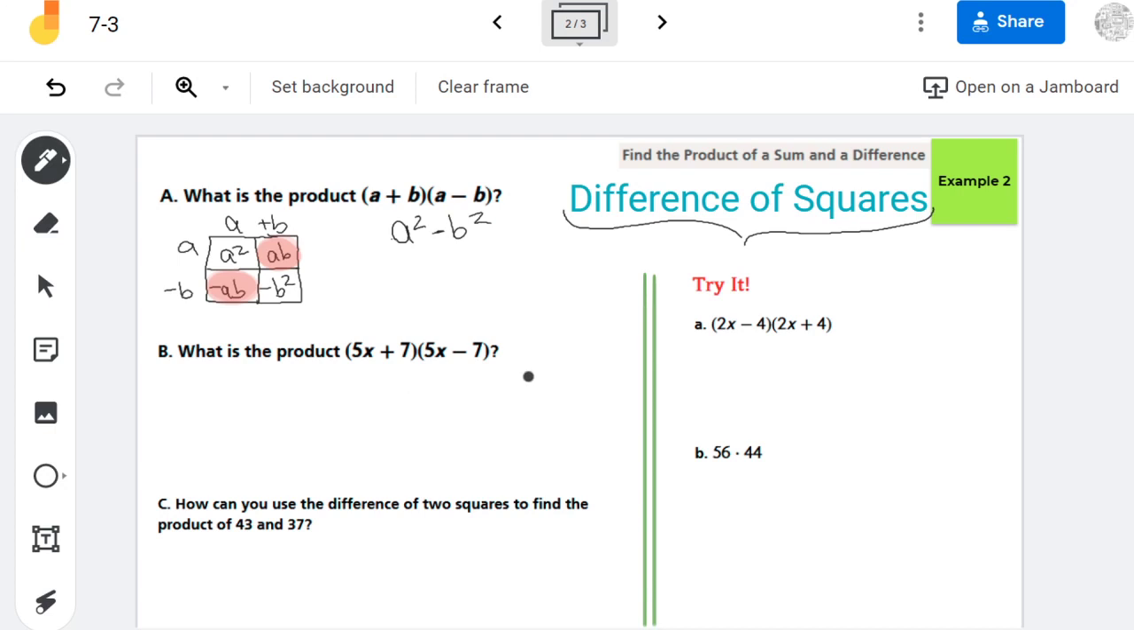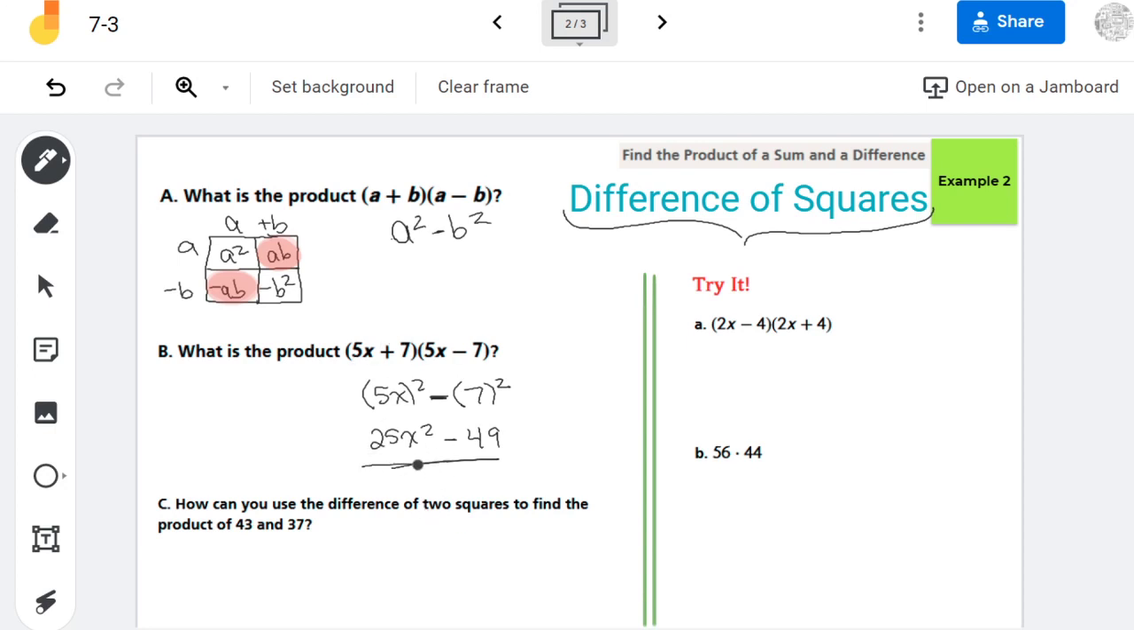So now let's try it over here. If I'm following this pattern, I know that I can square the first term. So I'm squaring 5x. And then I can subtract and I can square the second term. So I'm squaring 7. That's why they call it a difference of squares, by the way, guys. Difference meaning subtraction. And these are perfect squares, which is kind of cool. So 5x squared is 25x squared. And 7 squared is 49.